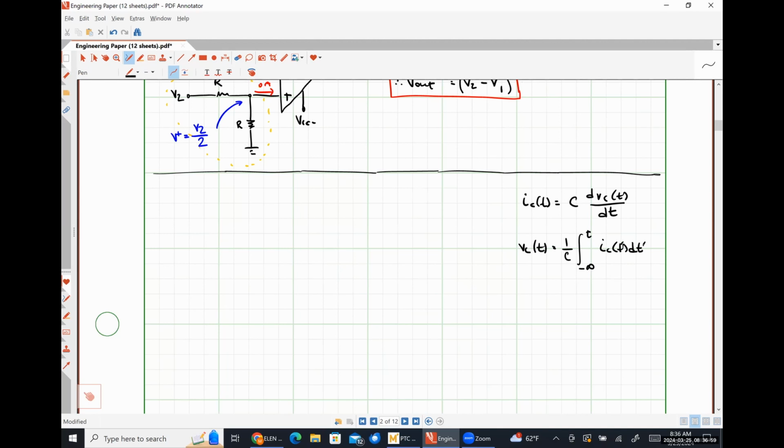I'm using the representation here where we're integrating from negative infinity instead of some point in time where the capacitor voltage is known, just so that we don't have to necessarily think about the initial conditions on the capacitor. And then I will show you a way that we can always effectively force it to be zero once we do the analysis.